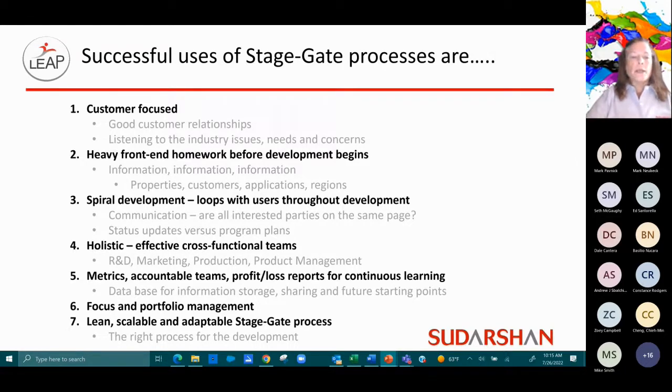We need to make sure that the program development is in line with the portfolio. And of course, lean, scalable, and adaptable stage gate process. As I mentioned, you need to choose the correct process for the development that you are doing.